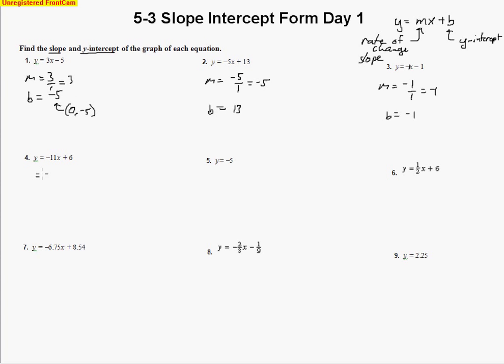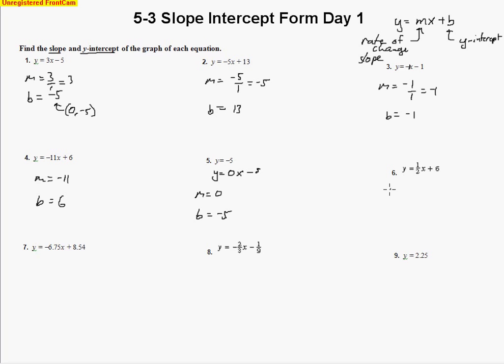So in this one, our slope is -11. Our y-intercept is +6. Here, we don't have an x term. So what happened is the x term got canceled out because 0 is what the slope has to be if the x term cancels out. So I know my slope is 0 and my y-intercept is -5.